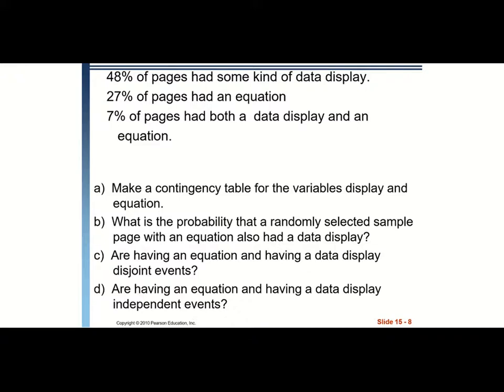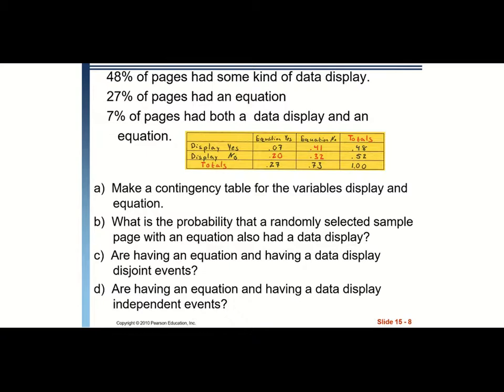Same information as before, but this time instead of doing a Venn diagram, we're going to organize this information into a contingency table. So before I go ahead and paste it from my version of the notes, attempt it on your own. Hopefully you came up with something like you see here.